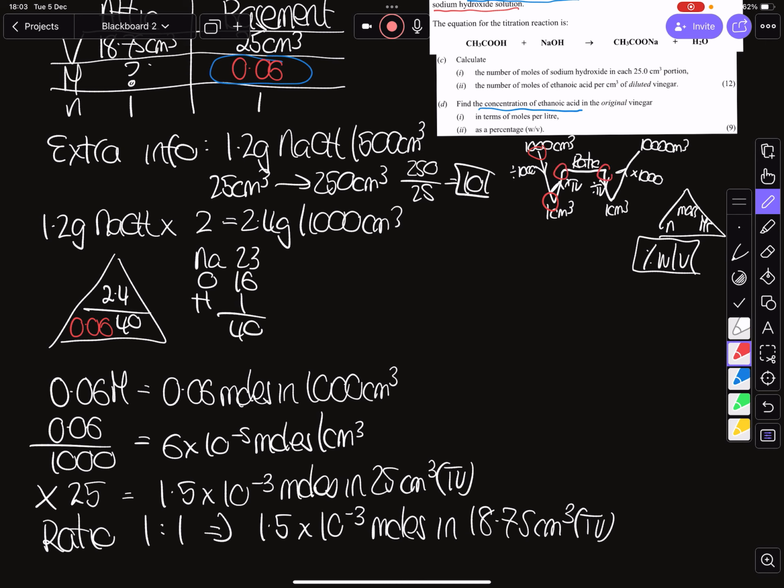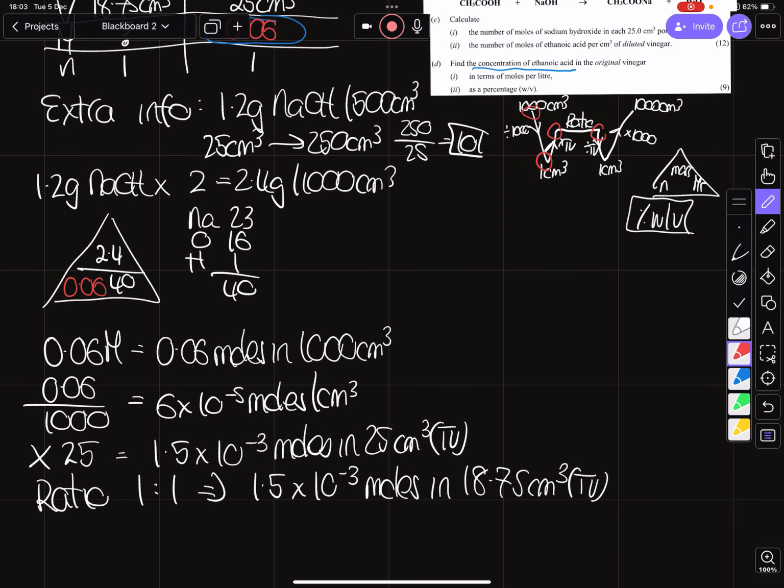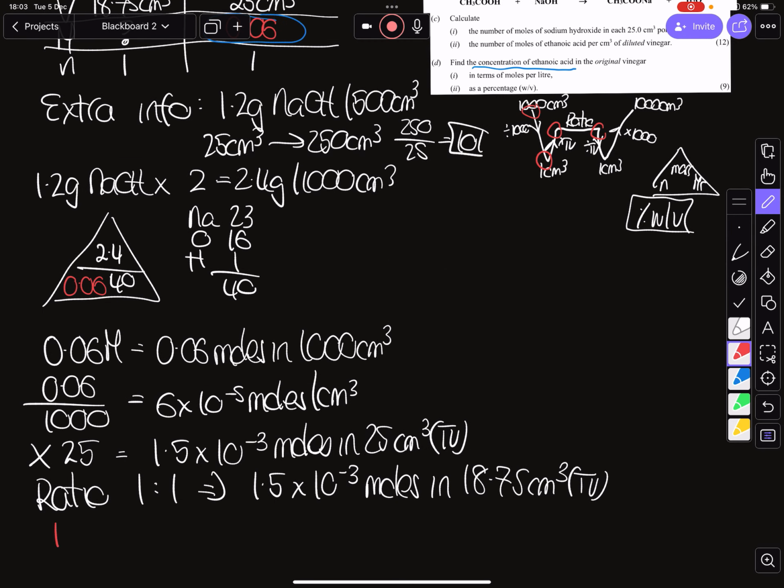We've applied our ratio. We're now going to find out what is the amount of moles that is in 1 centimetre cubed. So we take 1.5 by 10 to the minus 3 moles and divide by 18.75. That gives me 8 by 10 to the minus 5 moles in a centimetre cubed.